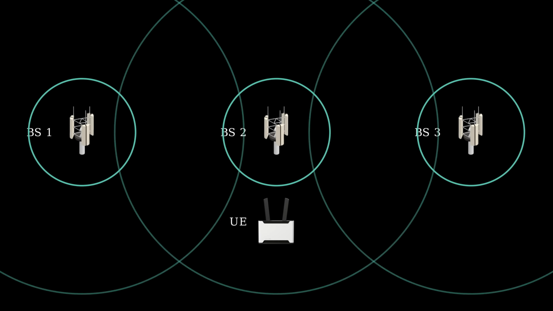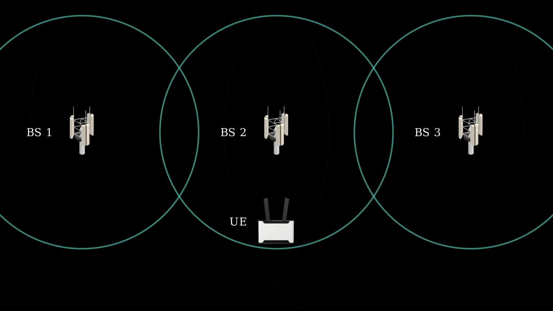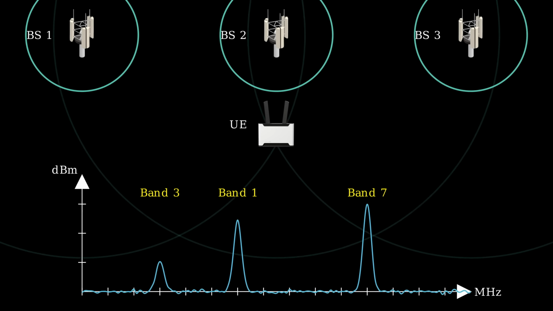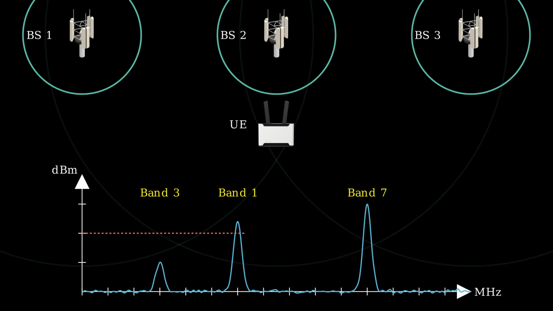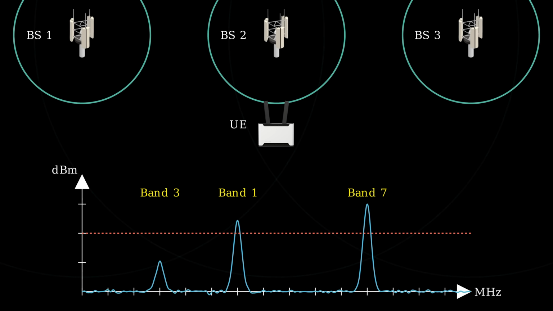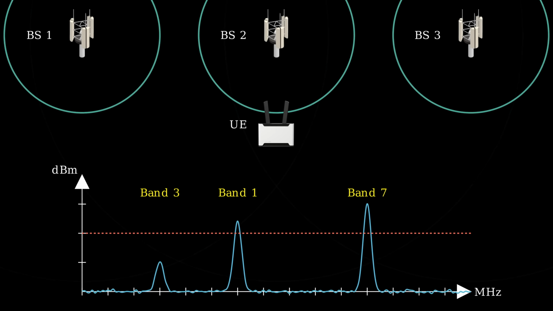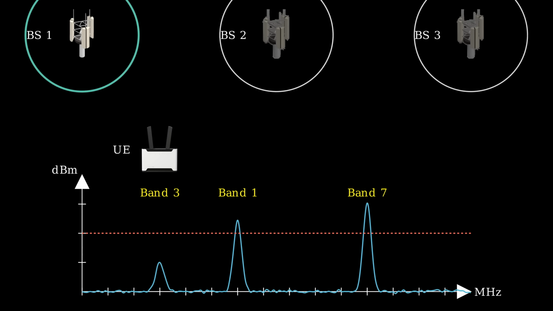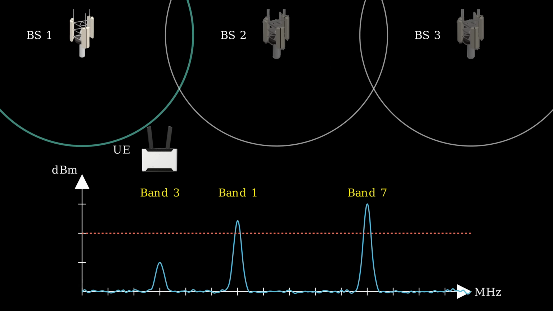Fortunately, we don't need to ask. LTE base stations are constantly transmitting synchronization signals every few milliseconds. These signals help the UE detect all nearby cells. Base stations can transmit these synchronization signals on different bands. In this case, bands 3, 1 and 7 respectively. There is a threshold of signal strength that the synchronization signal must meet for the UE to consider it eligible for connection.